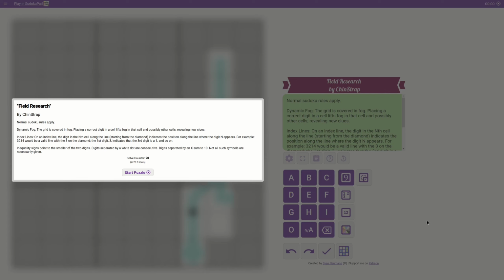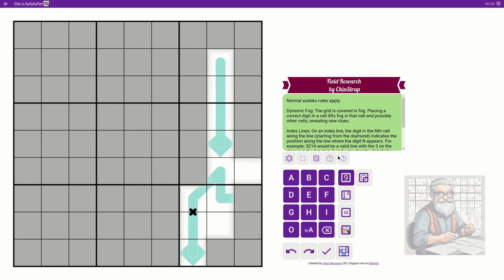Today I'm going to be trying my hand at Field Research by ChinStrap. If you'd like to give it a go, there will be a link in the description below. If you do, please let me know how you fared and what you thought of it. Alright, let's read the rules.